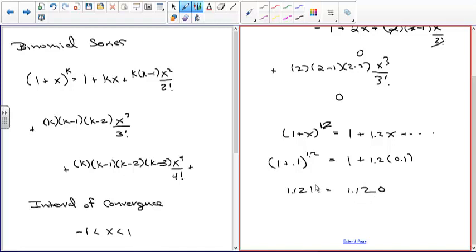So that's the difference. If you actually take 1.1 to the 1.2 power, you get 1.121. I don't think it's exactly 1.121. It's got more decimal points. If you use the first two terms of the series representation of the binomial, you get 1.120. So that's pretty close.